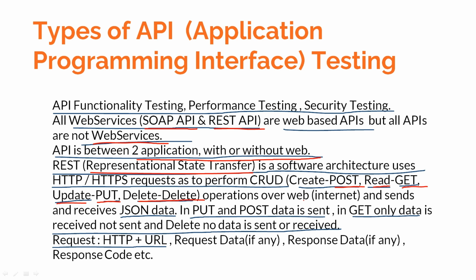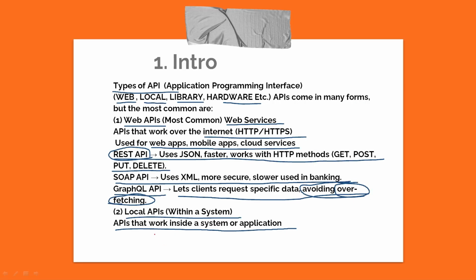These are the operations on the internet, and we are going to send data in JSON format and receive data in JSON format. When we are sending a GET request, we are not sending any data with it. Even for DELETE, we are not sending any data with it. Only with POST and PUT are we sending data, and we are going to receive JSON data, which we are going to validate with the status code. The request is in the form of HTTP and a URL.